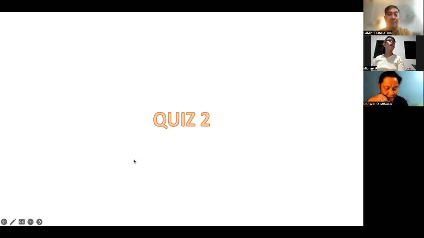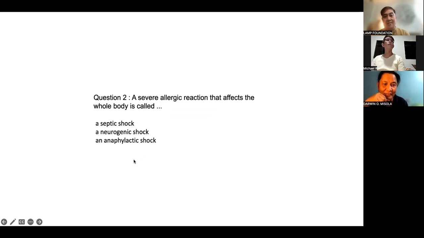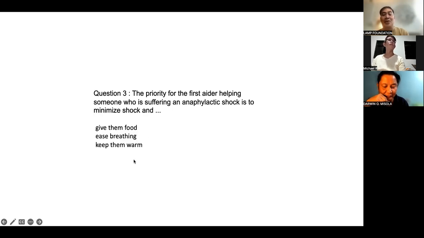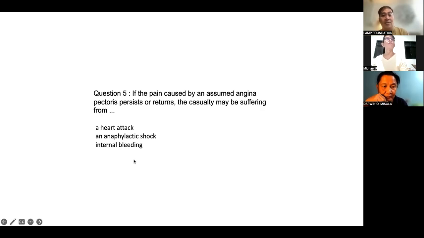Yes, sir. Good. When a casualty has lost 2 liters or 3.5 pints of blood or more, it becomes difficult to detect a pulse at risk. Good. At risk. A severe allergic reaction that affects the whole body is called? Anaphylactic shock. The priority for the first aider helping someone who is suffering an anaphylactic shock is to minimize shock and? Ease breathing. Good. A person suffering from an anaphylactic shock will have a widespread skin eruption, puffy eyes, and? Impaired breathing. If the pain caused by an assumed angina pectoris persists or returns, the casualty may be suffering from a heart attack. Okay, what is the medical term for a heart attack?